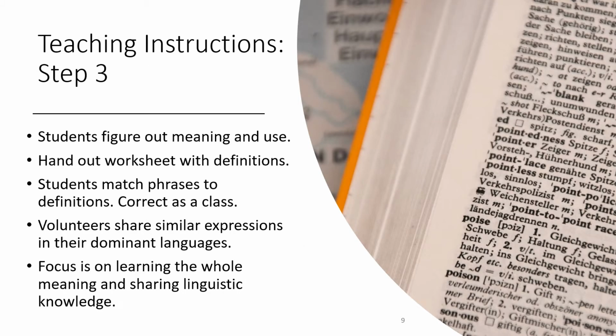Moving on to step 3. Again, pair your students and ask them to look at the idioms and try to figure out what they mean and how they are used. Then hand out the prepared worksheet with definitions. Students are then going to match the phrases to their respective definitions. You will correct the sheet as a class, then ask for volunteers to share similar expressions that exist in their dominant languages. This step focuses on students learning the whole meaning of the phrases and again allows them to share their linguistic knowledge.